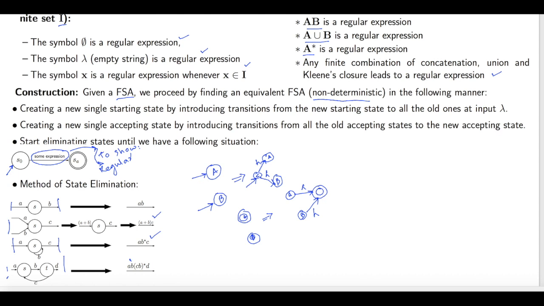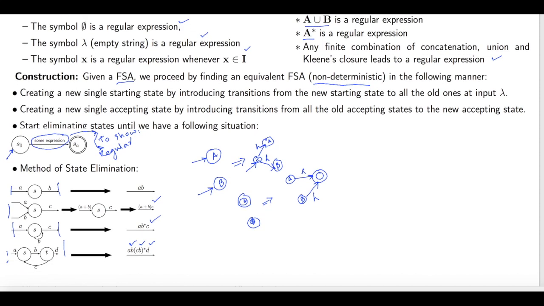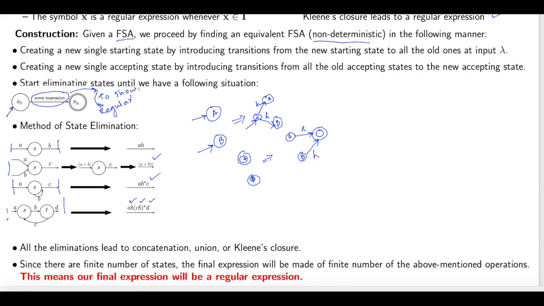So this means I have A, B, then a C, B star, and a D in the end. So these are the rules which we will be using to eliminate states. Okay. So now if we do that, what happens? Note that all the eliminations lead to concatenation, union, or Kleene's closure. We don't see any other operation here except concatenation, union, or Kleene's closure.